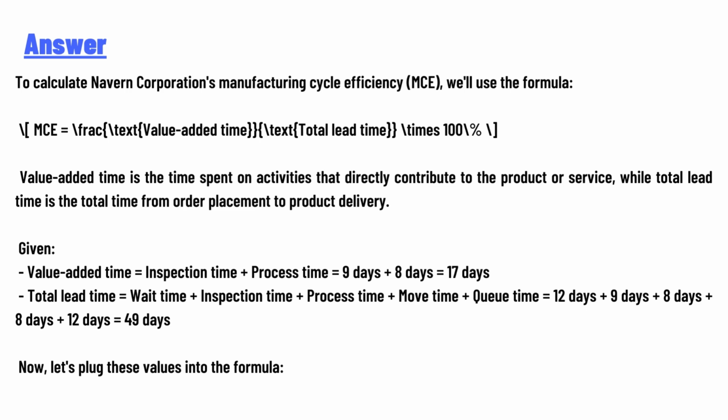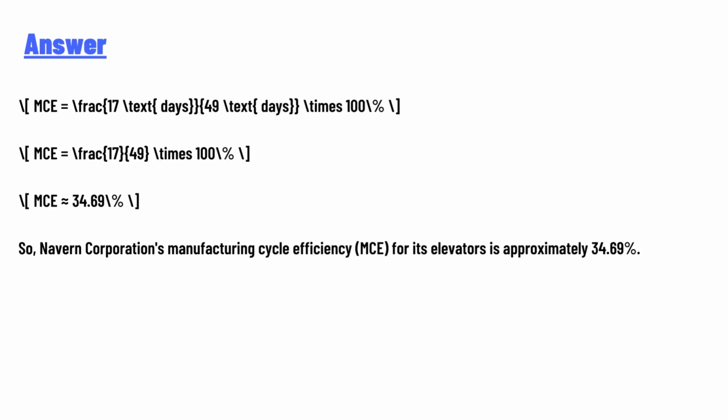MCE is equal to 17 days / 49 days × 100%. MCE is approximately 34.69%. So Navern Corporation's manufacturing cycle efficiency for its elevators is approximately 34.69%.